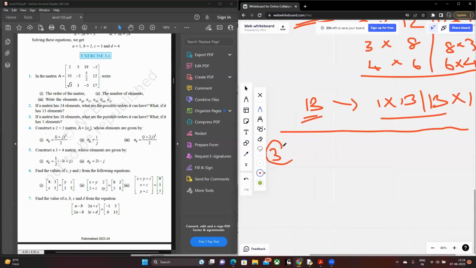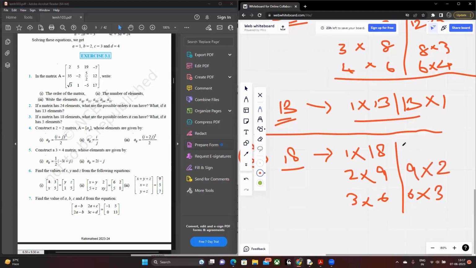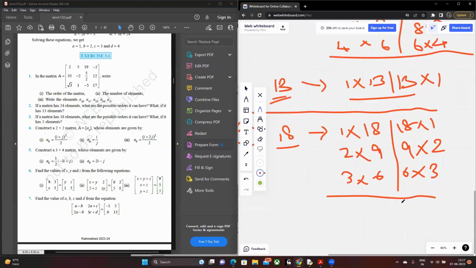That's question number 2. Question 3 says that if a matrix has 18 elements, what are the possible orders it can have? This is the same as what we did previously. You have to find the factors of 18. That is 1, then you have 2, then you have 3. You don't have 4, you don't have 5, and so the next is 6. Then we repeat the 3 aforementioned factors. This is 9 into 2, and it is 18 into 1. So you can have 6 possible orders.